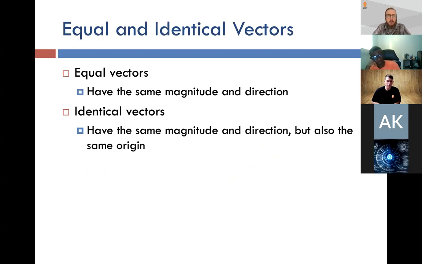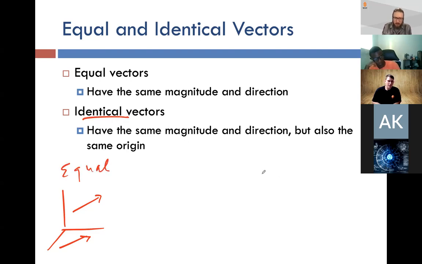Another important distinction to make is that we can have equal vectors, which have the same magnitude and direction. So just let me go back. Those equal vectors. If you have a 3D space, you could have a vector here with this magnitude and direction, and that same vector could be repeated here with the same magnitude and direction. And we would call those equal. But identical vectors, in addition to having the same magnitude and direction, also have the same origin. So this is one important point, that you can have different origins on a vector. If they have different origins, but the same magnitude and direction, we'd call it equal. But if they have the same origin, magnitude, and direction, then they're identical.